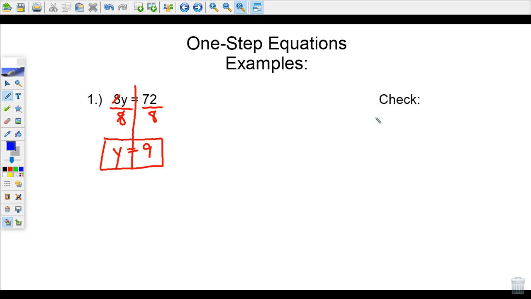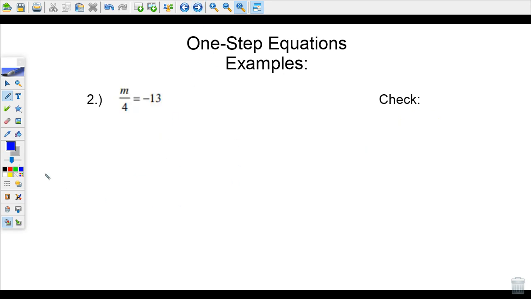All that's left is for us to check it, so let's copy the original. And instead of 8 times y, we know that y equals 9, or at least we think y equals 9, so we're going to change it. I'm going to put it in parentheses so that it doesn't look like an 89. So this means 8 times 9, because that's what our solution was. 8 times 9 is 72. Drop down the other 72. We have the same number on both sides. That verifies that y equals 9.